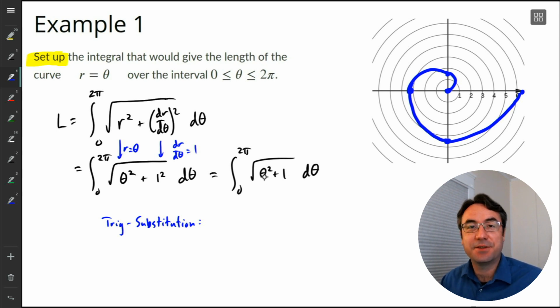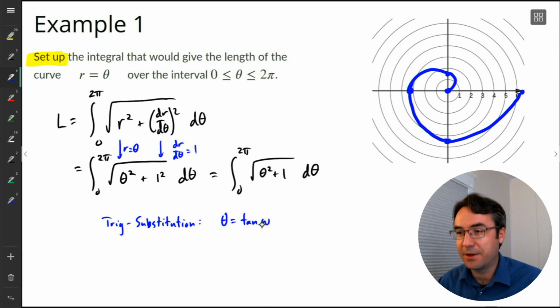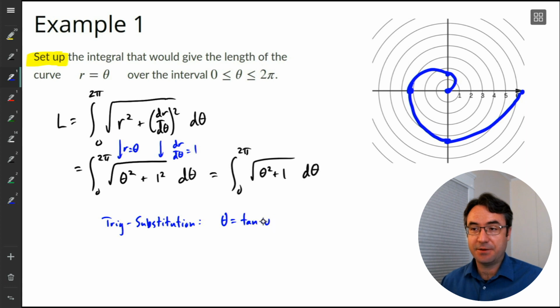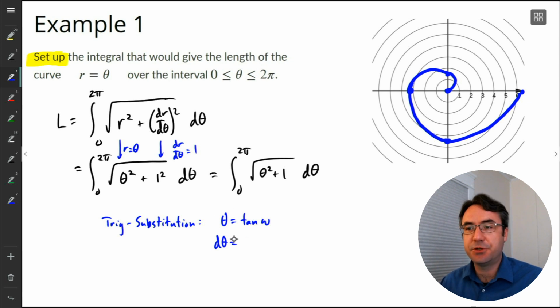Well, we see 1 plus our variable squared. So for a trig substitution, there's 3 options. And the option for when we have the plus there is the tangent substitution. So we would do theta is equal to tangent of, let's use some other letter, maybe w or omega if we want. So we let theta equal to tangent of w, and then go through the regular trig substitution steps. So this is going to be our substitution.